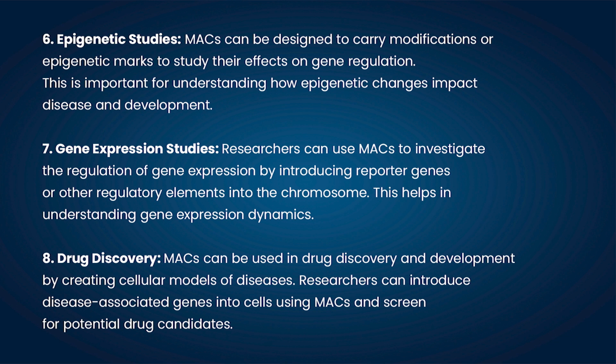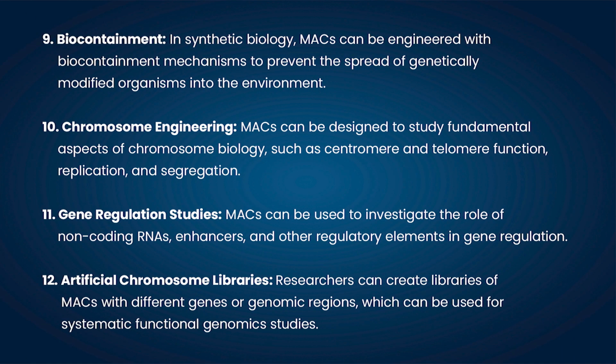Next very important application is drug discovery. Mammalian artificial chromosomes can be used in drug discovery and development by creating cellular models of disease. Researchers can introduce disease-associated genes into cells using mammalian artificial chromosomes and screen for potential drug candidates. Next is biocontainment. In synthetic biology, MACs can be engineered with biocontainment mechanisms to prevent the spread of genetically modified organisms into the environment. It is a very important application.